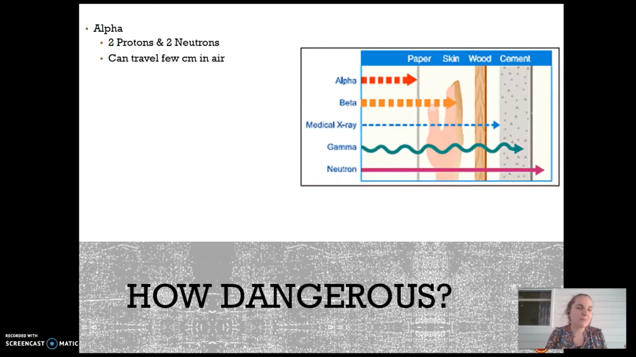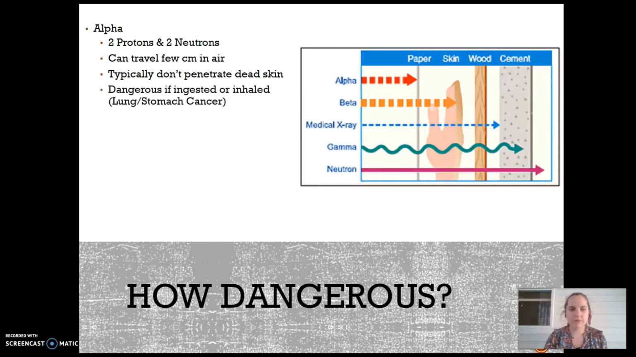So we can actually protect ourselves from alpha particles if we were to just throw up a piece of paper in front of it, or cloth, or some type of suit. That alpha particle isn't going to travel as far. It's only going to travel a few centimeters in air. Where it does get dangerous, though, is if it was to be ingested somehow, if you were to breathe it in, if you were to consume it. It typically doesn't penetrate your skin, but again, it is dangerous if you ingest it or inhale it. And so one of the things that can be caused is lung cancer and stomach cancer.